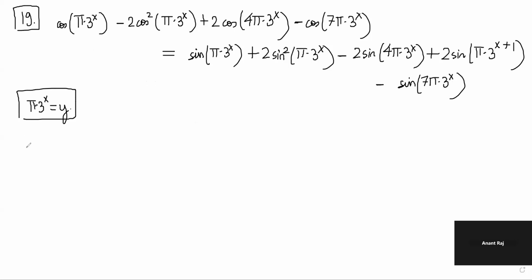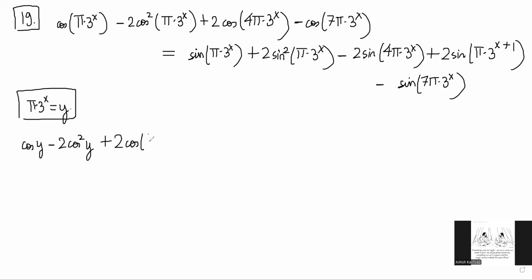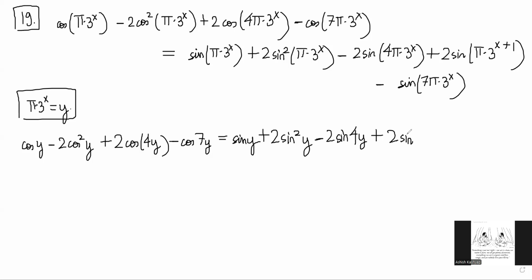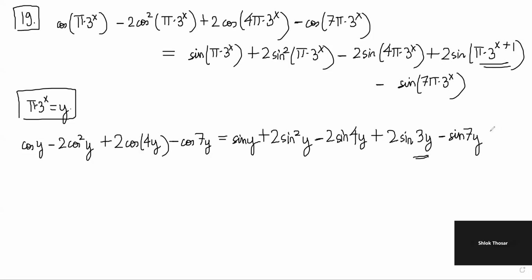So you will get cos of y minus 2 cos square y plus 2 cos of 4y minus cos of 7y is equal to sine of y plus 2 sine square y minus 2 sine of 4y plus 2 sine of, this is 3 times pi into 3 power x, so it is sine of 3y minus sine of 7y. Do you understand what I'm saying here?